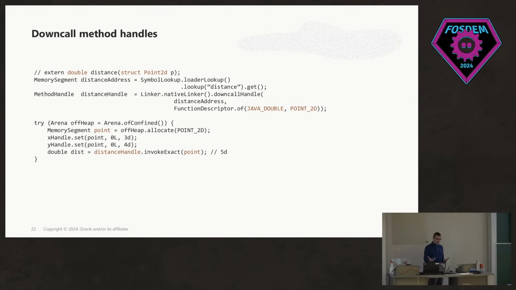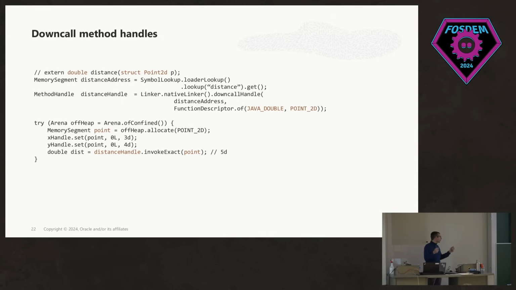Well, when we call the down call handle on the native linker, we will pass, of course, the address of the function that we want to call. This is obtained using a symbol lookup, which we won't have time to investigate in further detail, but it will basically give us the address of where the distance function lives. And then we provide a function descriptor. This function descriptor is nothing but a set of layouts, one for the return type and one for the argument. In this case, we know that the return type is double, so we use a double layout. And the argument is actually the Point2D struct that we defined before, so that same layout can now be reused in order to describe the signature of the function.